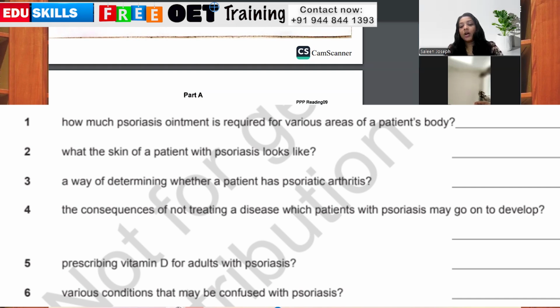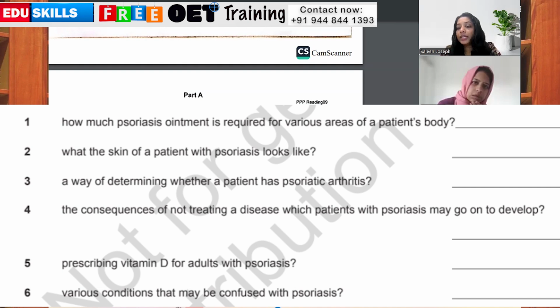The first question is, how much psoriasis ointment is required for various areas of the patient's body? So where have we discussed the various areas of the patient's body? Text D, because they have mentioned all the body parts, where and how to apply, how much to apply, everything. You can mark your answers. Now, what the skin of a patient with psoriasis looks like. So if you have psoriasis, how does the skin look? Where is it discussed? Description. Text D. Then question number 3.